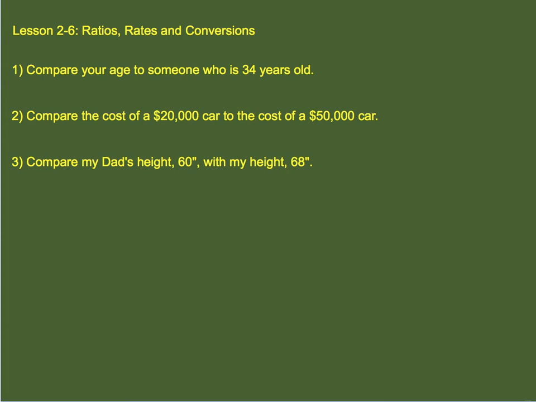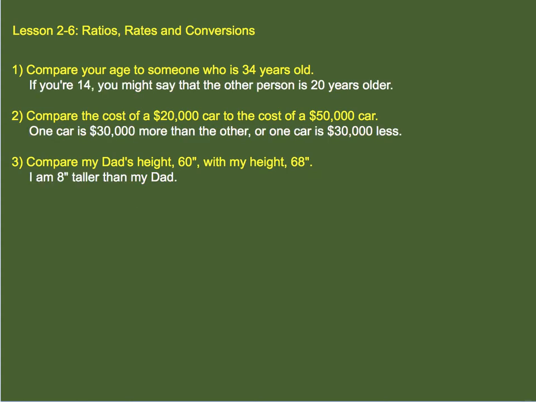This lesson is about ratios, rates, and conversions. First, we're going to think about how we compare numbers. Compare your age to someone who is 34 years old. Think about how you would compare the cost of a car that costs $20,000 to the cost of a car that costs $50,000. And think about how you might compare my dad's height, which is 60 inches, with my height, which is 68 inches.